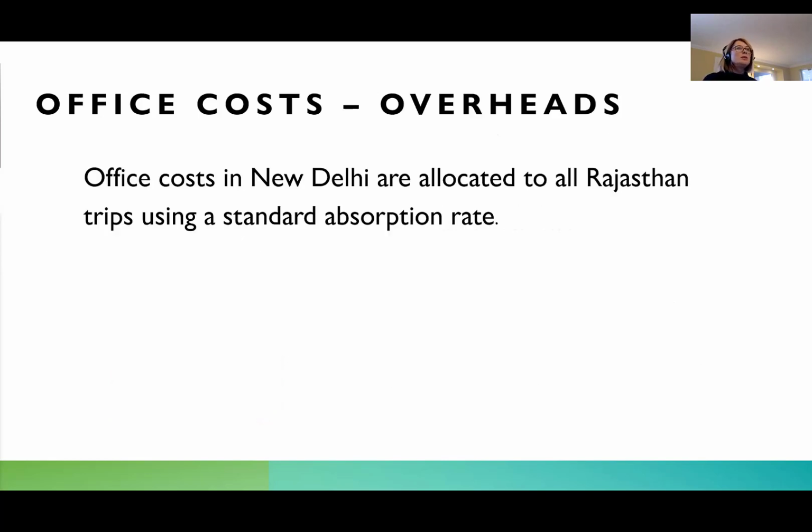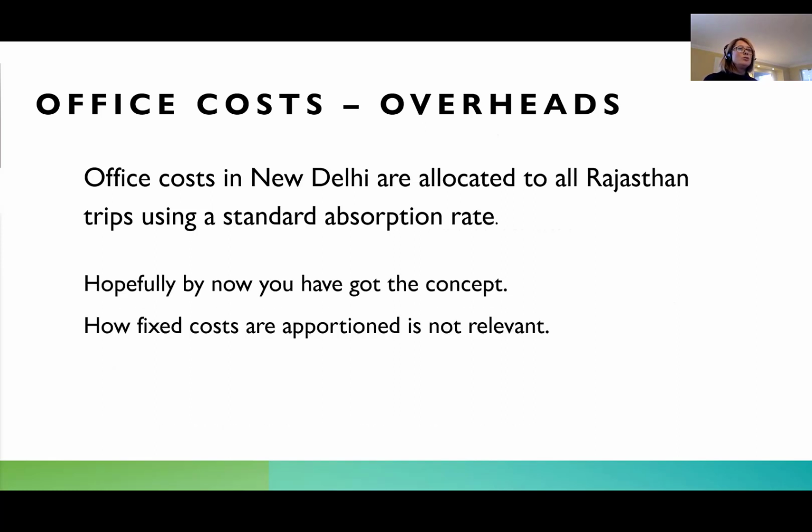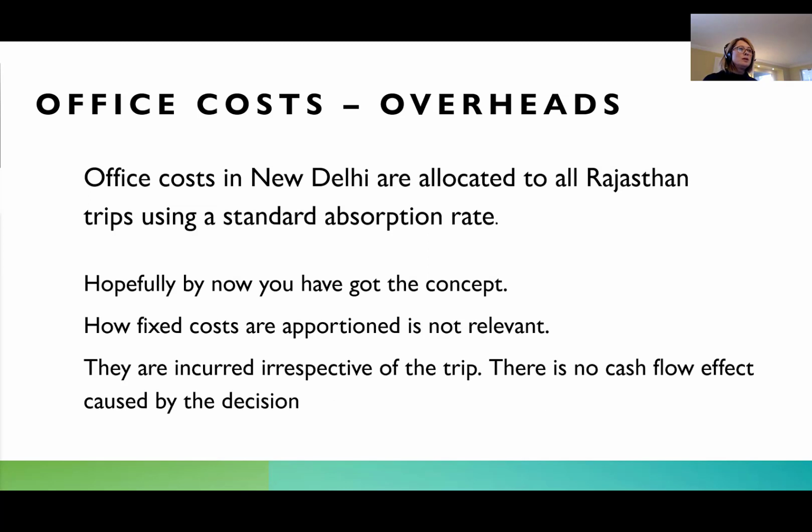Okay, so finally, the office costs in New Delhi are allocated to all Rajasthan trips using a standard absorption rate. Hopefully, you're all getting the concept now. That is not future, incremental, or cash. How the fixed costs are apportioned is not relevant. They're incurred irrespective of the trip, and so there's no cash flow effect caused by the decision. That is a profit allocation. It's nothing to do with this trip. It's not a relevant cost of this trip because it's not incremental.